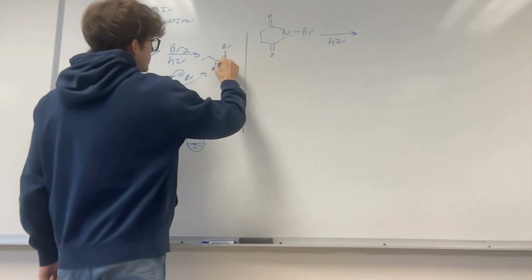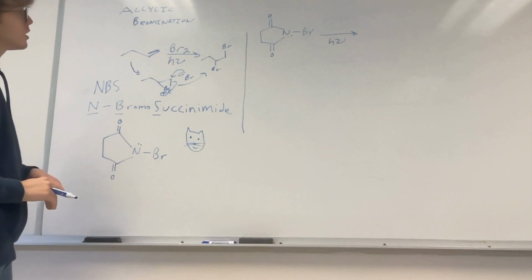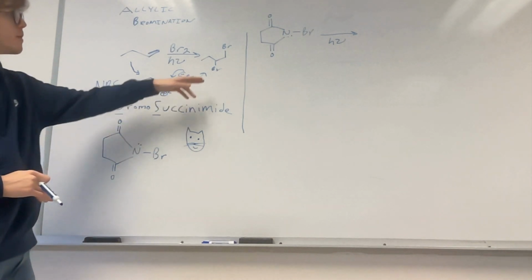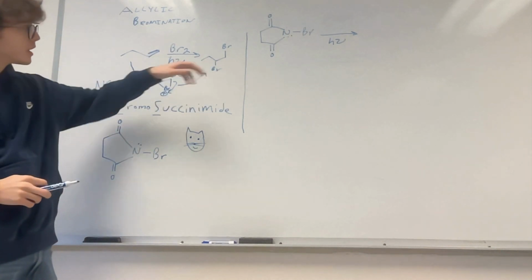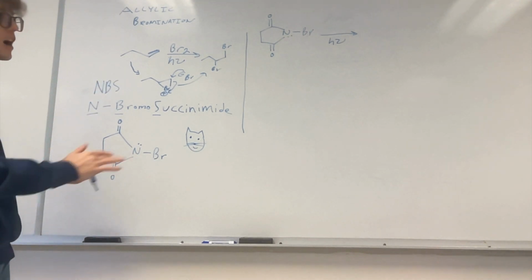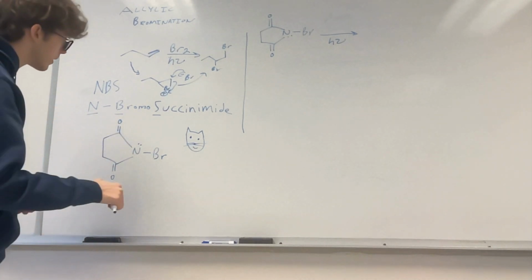Is this what your professor wanted you to make? No, it is not what your professor wanted you to make. He or she wanted you to make an allylic bromine, and you made a dihalogenated alkane. No bueno, you don't want that. So how do we do that if we can't do it under the means of which we've learned so far?